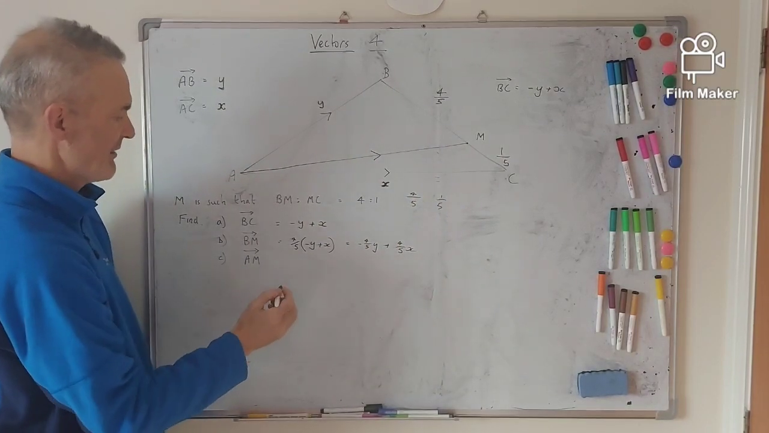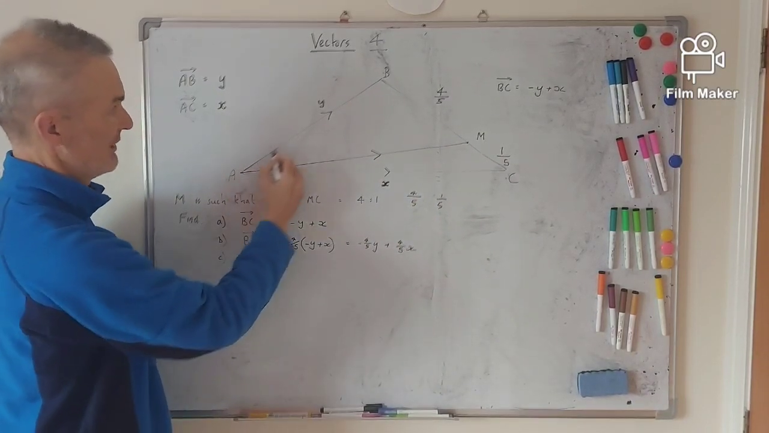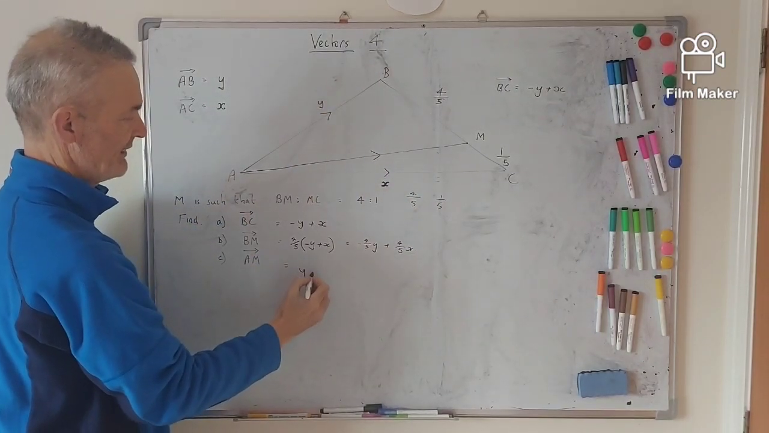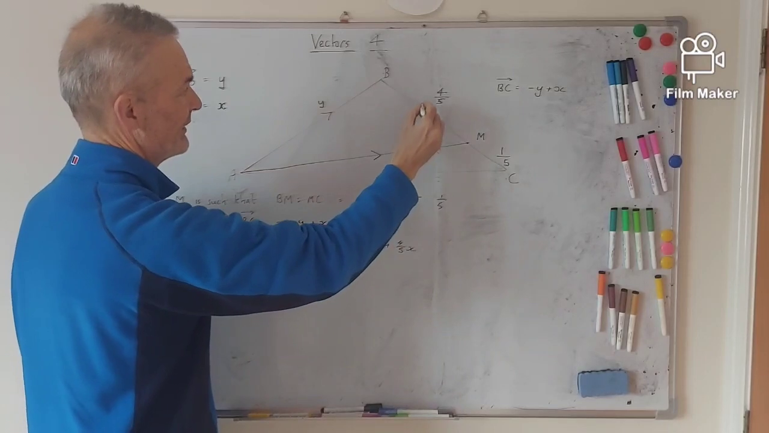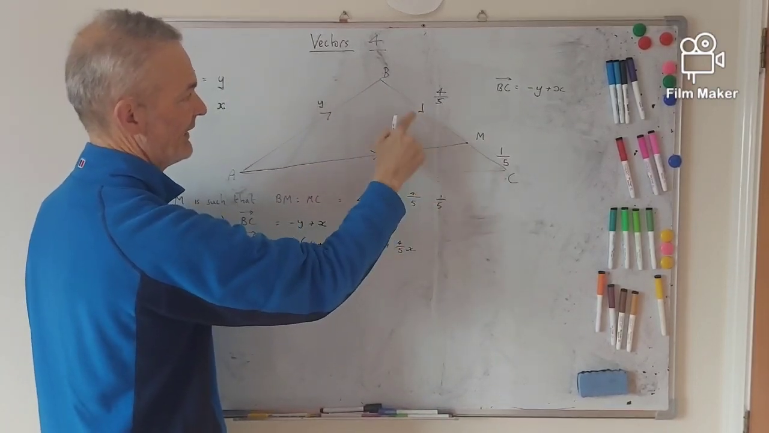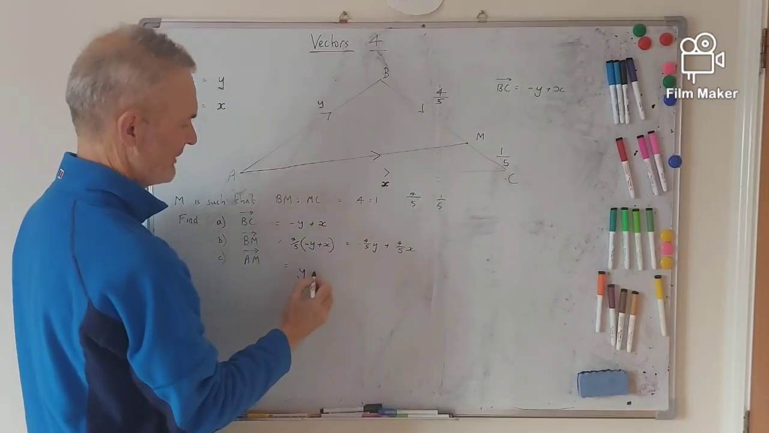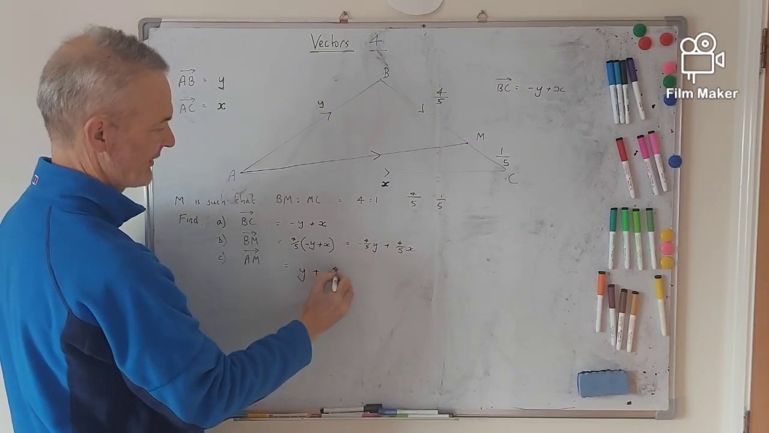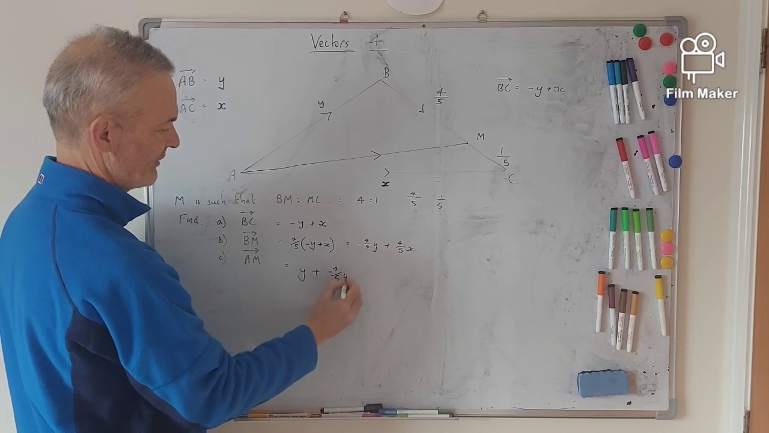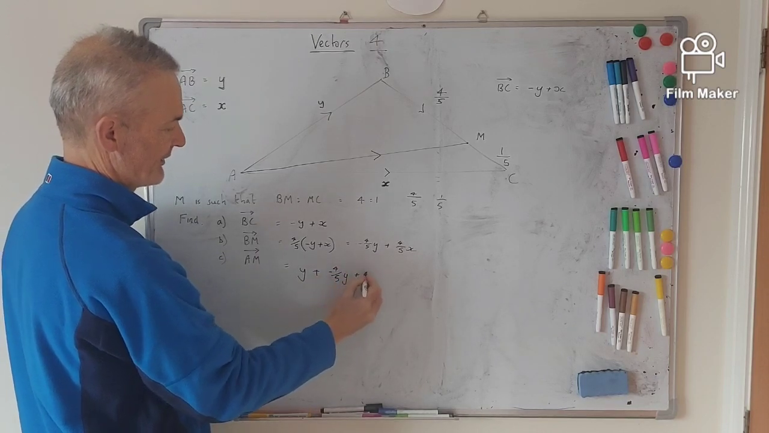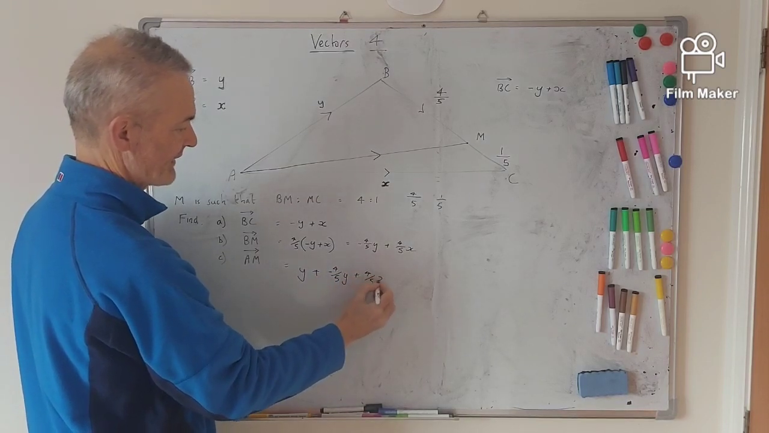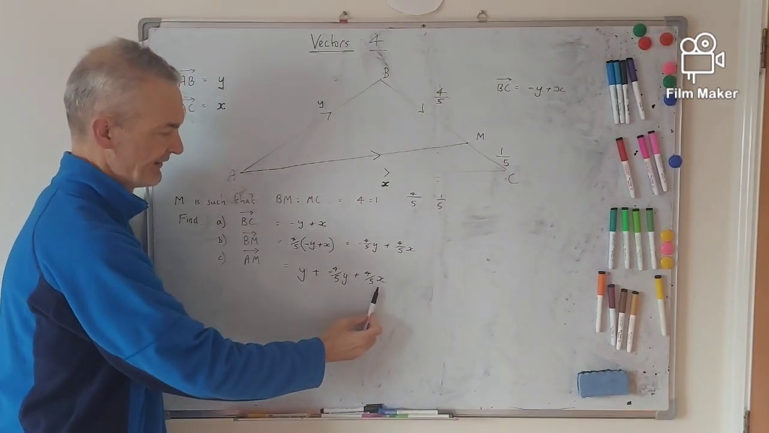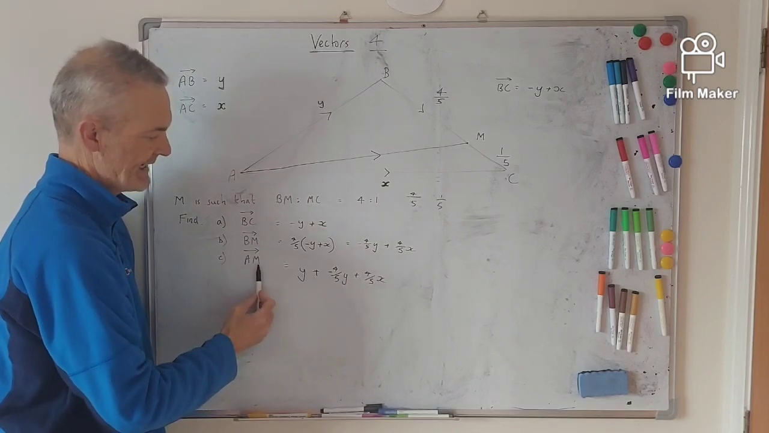So vector AM is going to be going in that direction, so that's just y, and then we're going to add to it this vector here, so it's in the same direction, so we're going to add minus 4/5 y plus 4/5 x, like so. So this is vector AM.